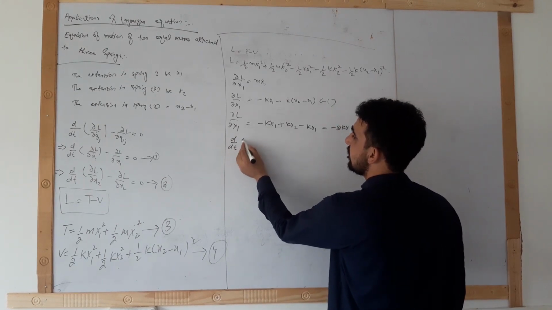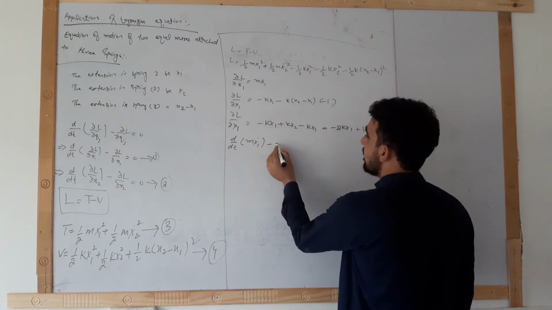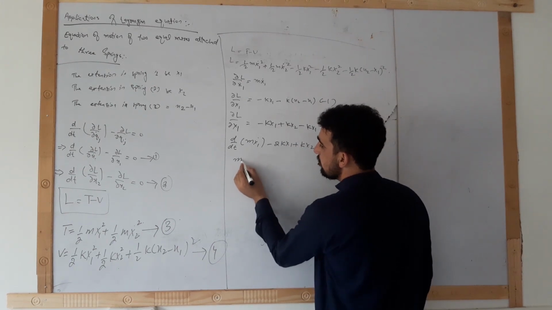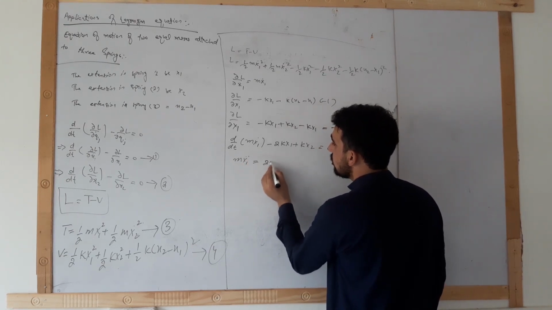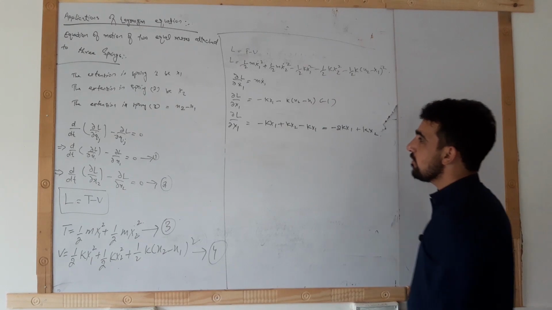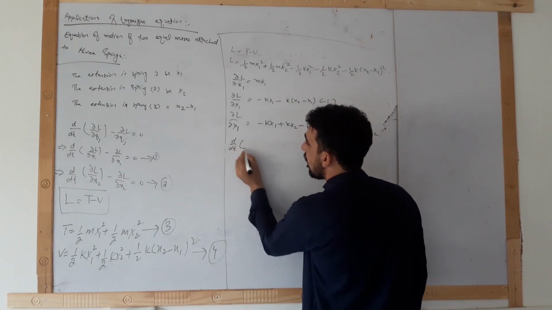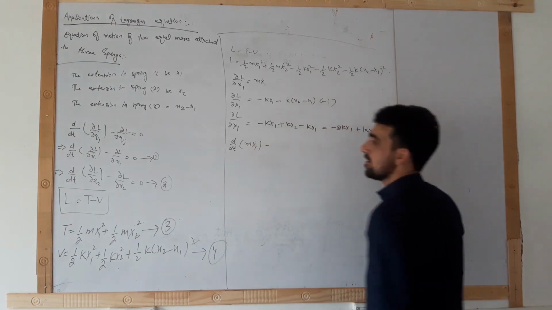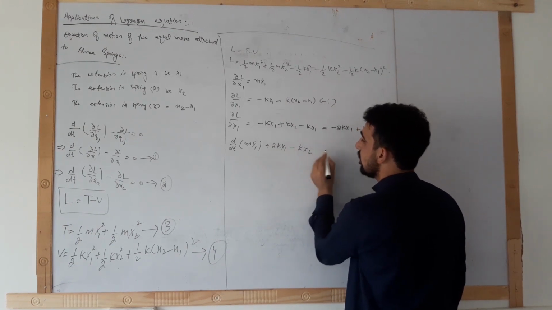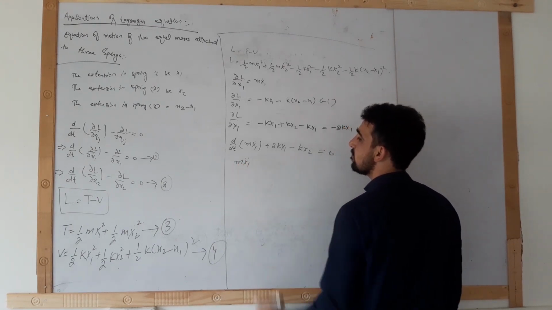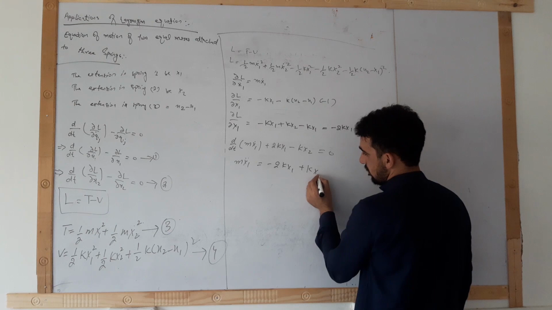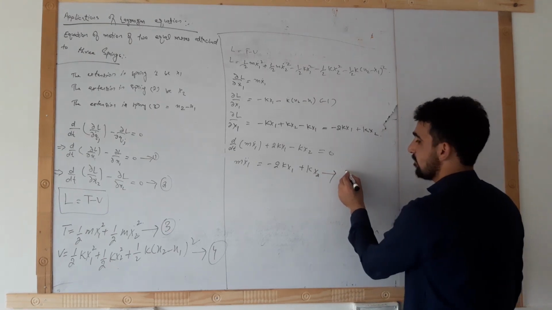So substituting these values in equation 1, we have d by dt of m x1 dot minus, minus 2k x1 plus k x2 is equal to 0, or m x1 double dot is equal to minus 2k x1 plus k x2. So this is our equation number 5.